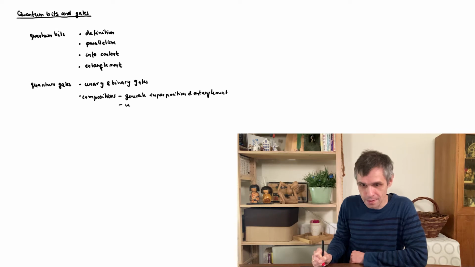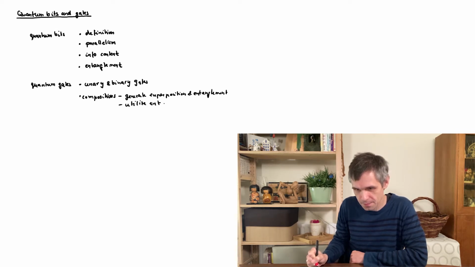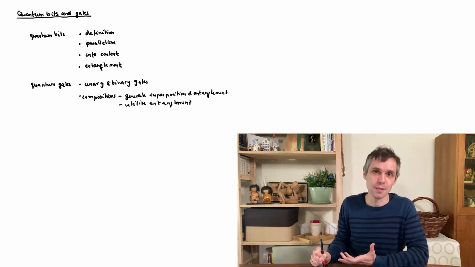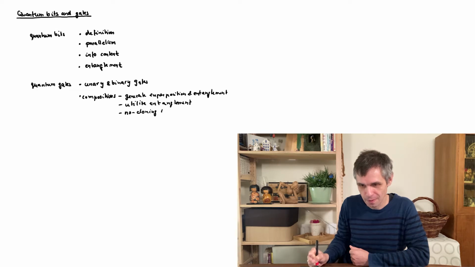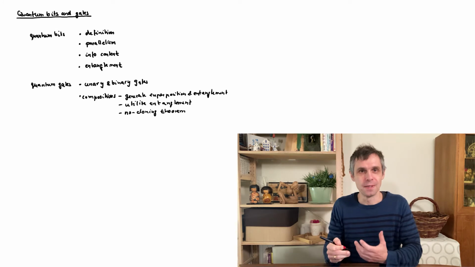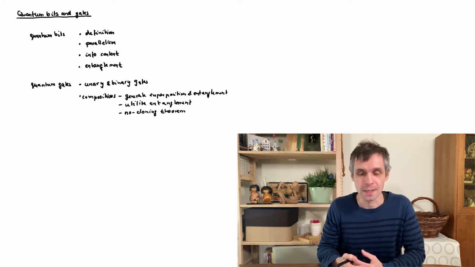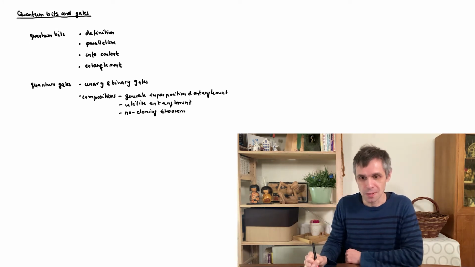Also how we can actually utilize entanglement. But there we can also illustrate one of the key limitations of quantum information processing, which is expressed in the no cloning theorem. So these are the key aspects of this chapter, and we are going to start with quantum bits. So let us start with quantum bits.